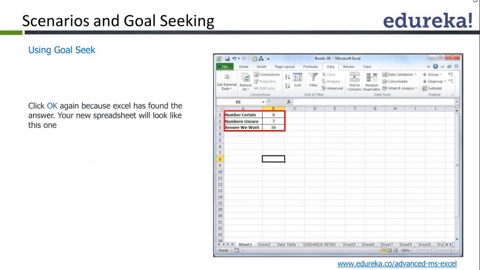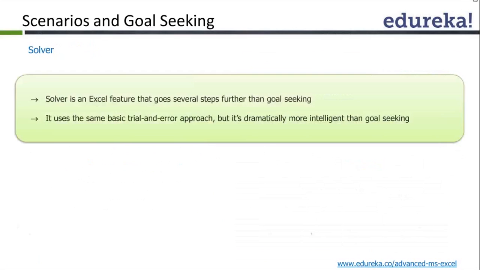So it gives you the answer. Only when you say OK, it will take you to the spreadsheet with the same value. Otherwise, just as we saw in our last example, if you say cancel, it will get back to the old values.